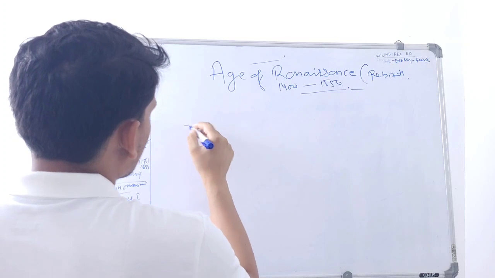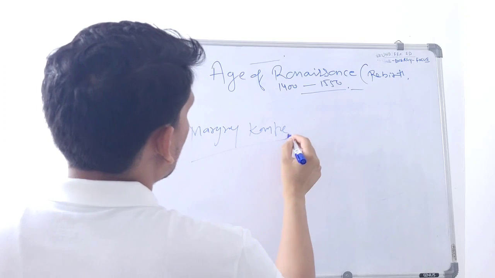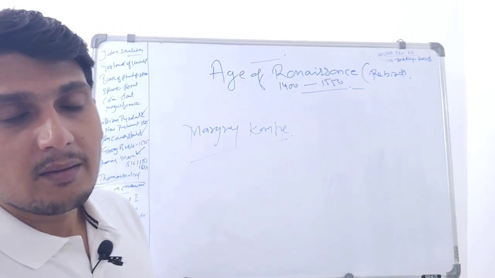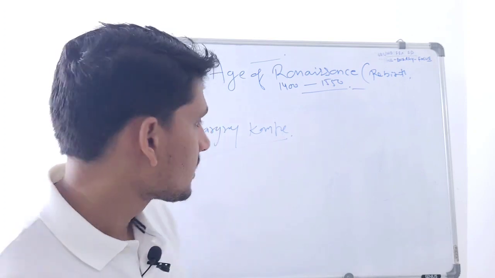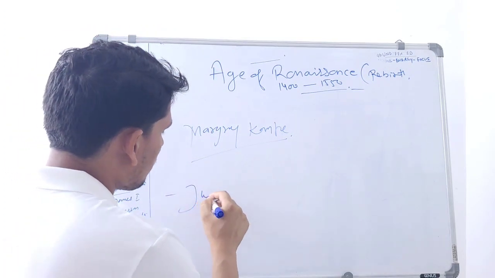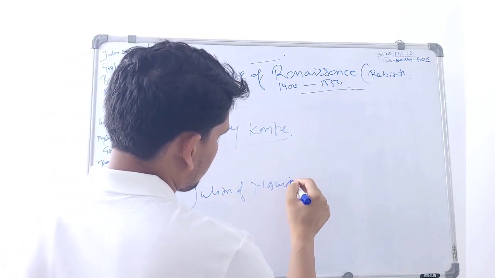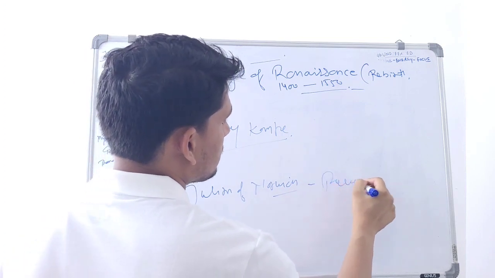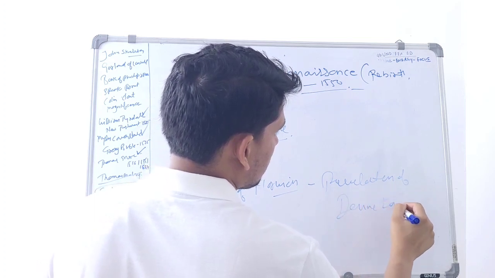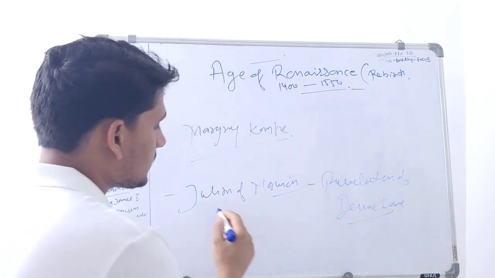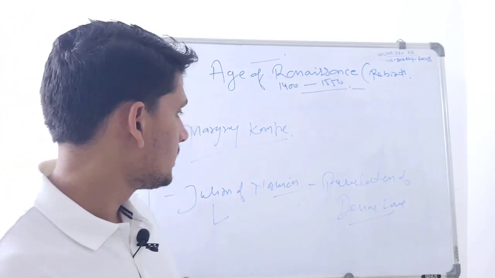Here we have Margery Kempe. She wrote The Book of Margery Kempe. It was the first autobiography by a woman that was ever written. Beside this, we have another one, Julian of Norwich. She wrote the book called Revelations of Divine Love. The first known English language book written by a woman is this one.